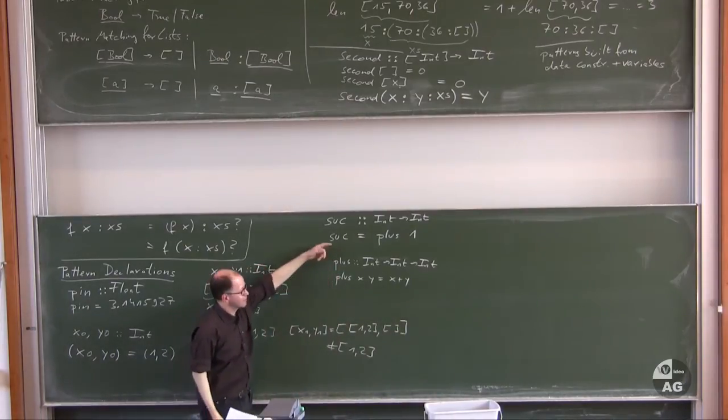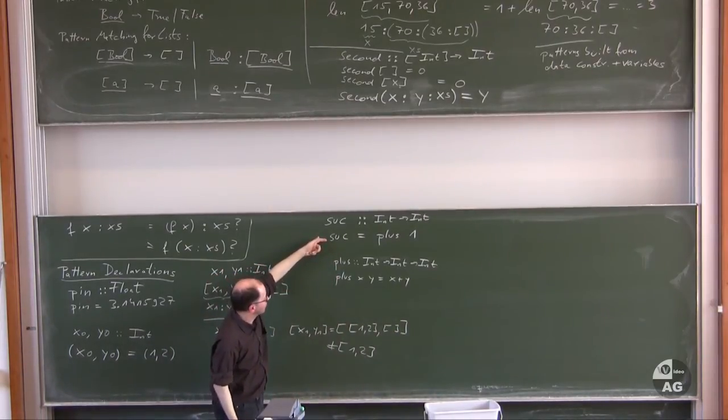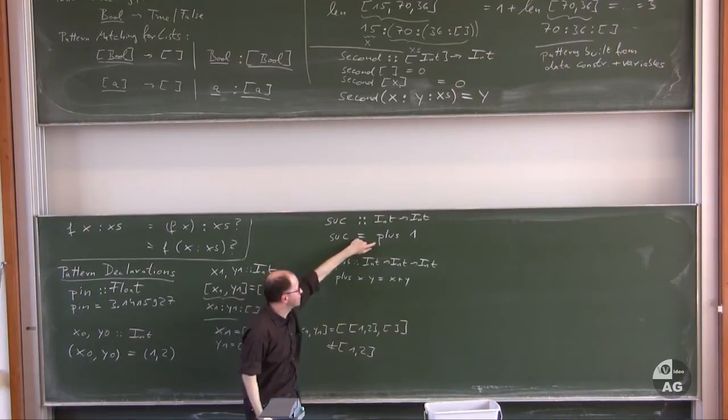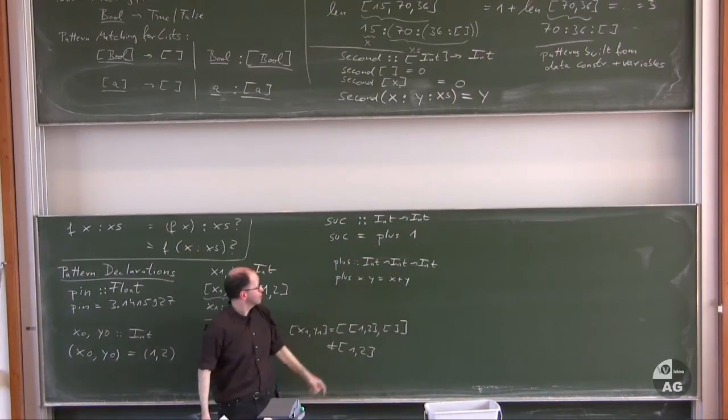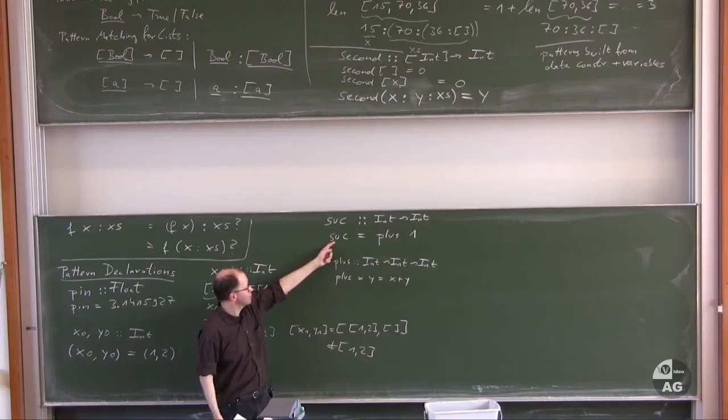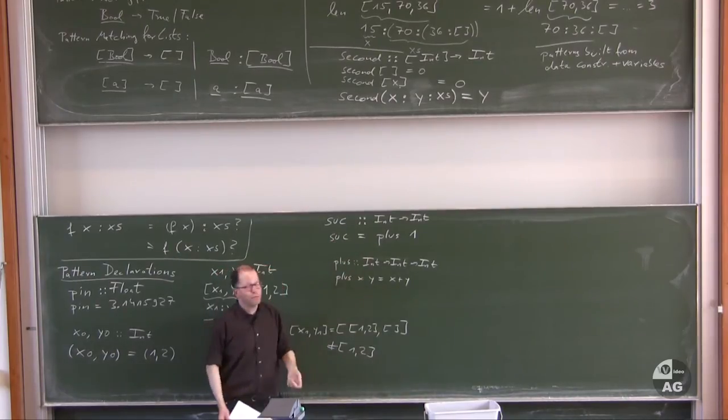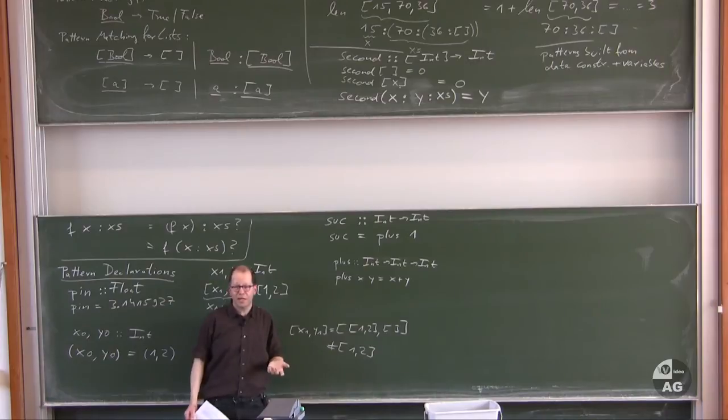So this is again an example for partial applications, because plus is now only applied to a single argument. And so suc is the function that is like plus 1, but it waits for another argument, and when this other argument comes, it increases the argument by 1.